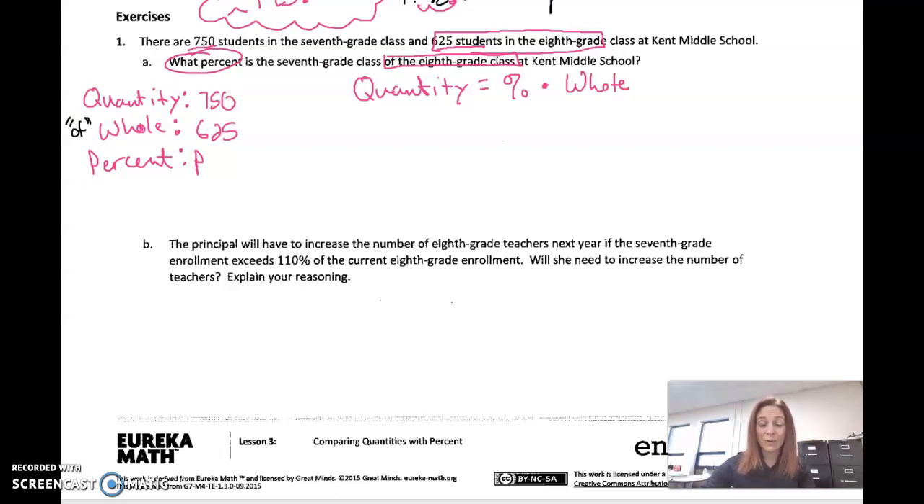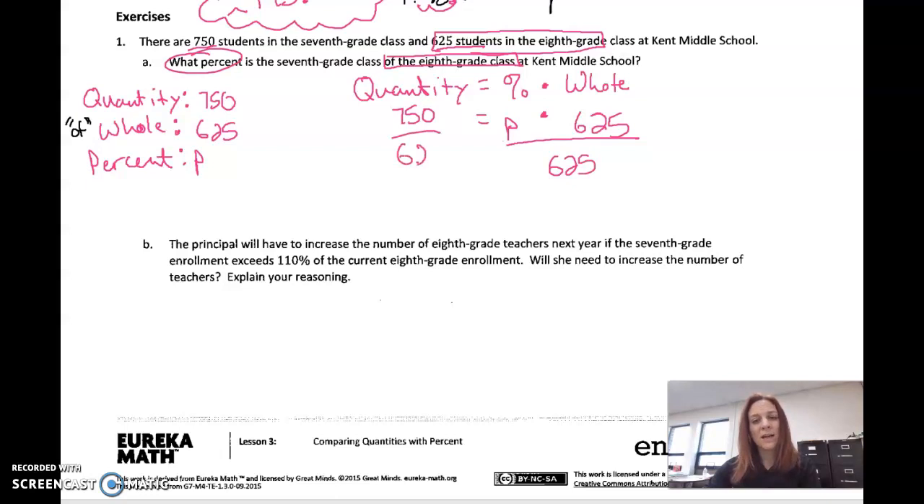And now I plug in what I know into my equation. My quantity is 750 equals my percent. I don't know what it is, so I'm going to write P, times my whole, 625. I want you to notice that we're going to solve it the exact same way we've been. P times 625. I want P by itself, so I have to get rid of the 625. Since it's multiplying, we undo multiplying with dividing. Whatever we do to one side of the equal sign, we do to the other. 625 divided by 625 is 1P. Grab your calculator and type it in order: 750 divided by 625. And I think we get 1.2.